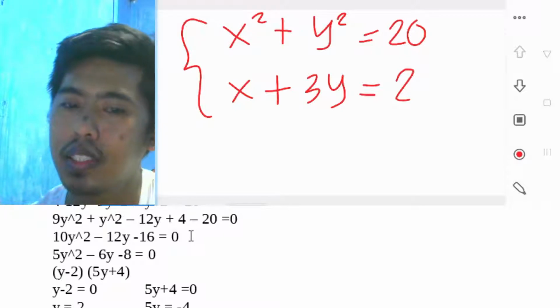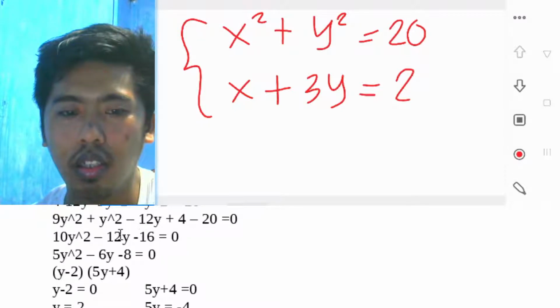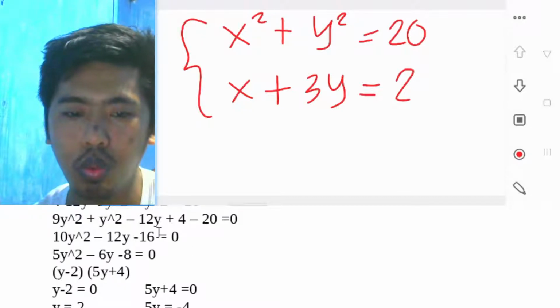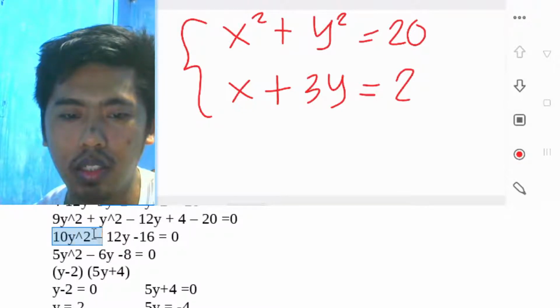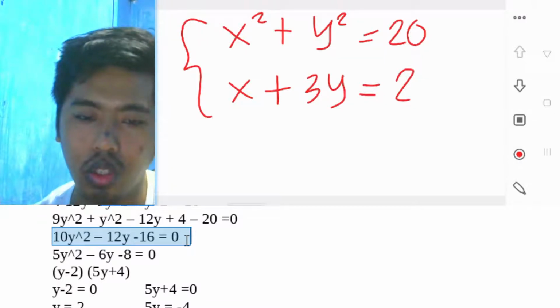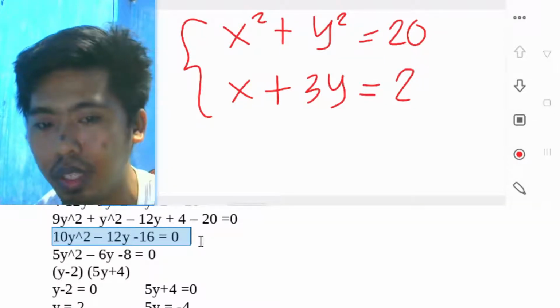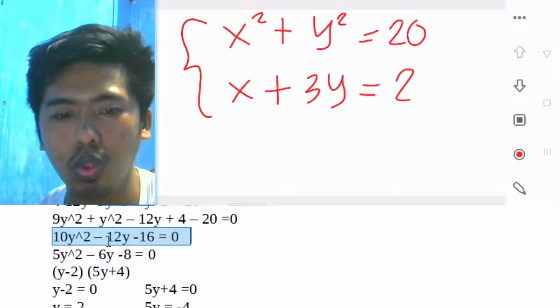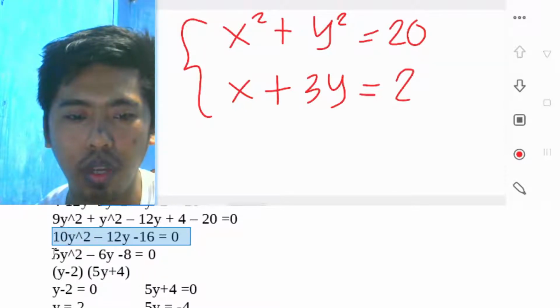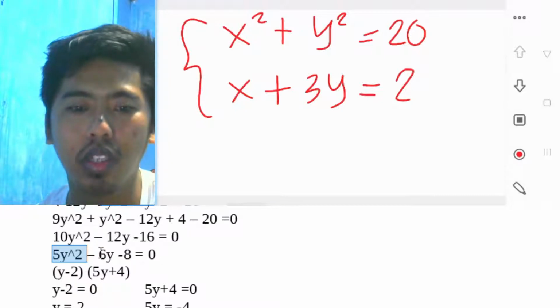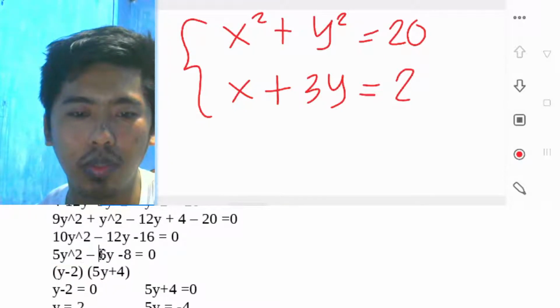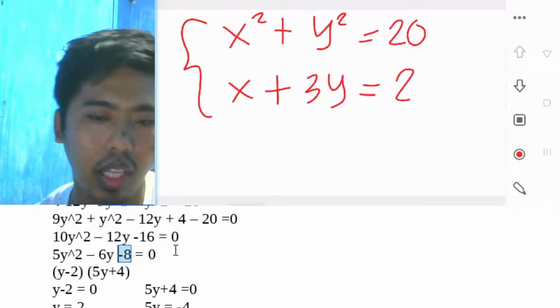And if you can see, guys, all the terms that we have are divisible by 2. So we can reduce the equation by multiplying it by 1 over 2, or dividing each term by 2. So 10y squared becomes 5y squared, negative 12y becomes negative 6y, then negative 16 becomes negative 8.